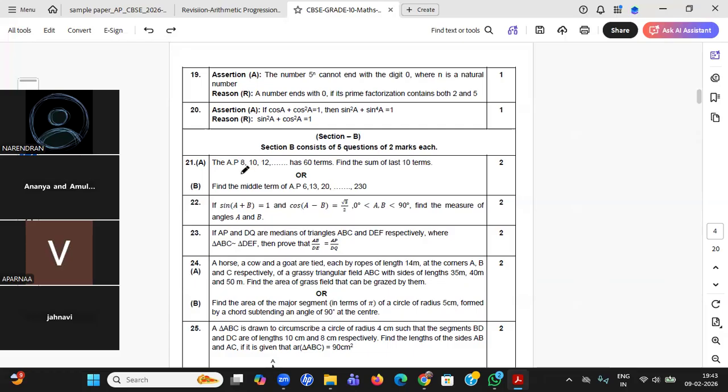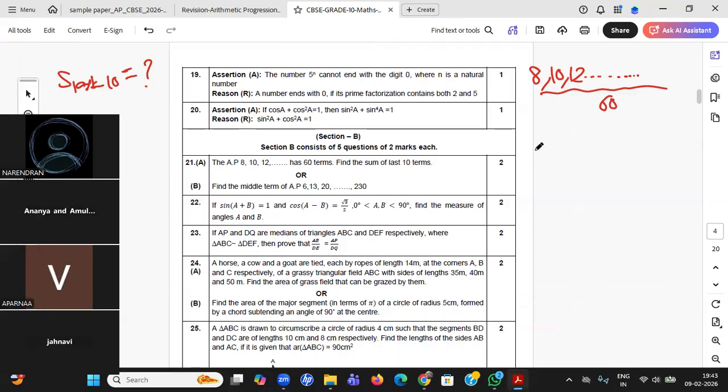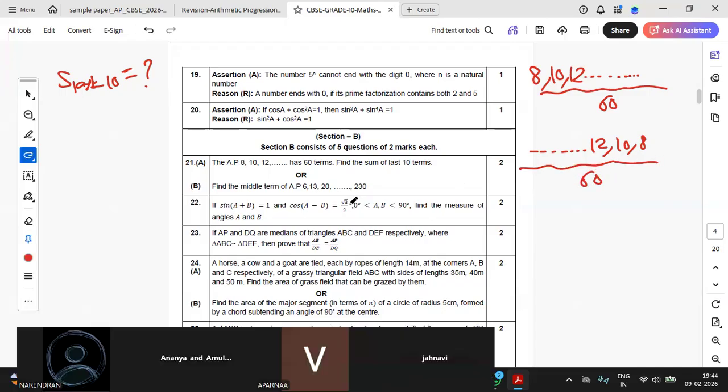Now you have some first term. So you try to do it in your own way, and I'll try to write in my way. Total is 60. He's asking the sum of the last 10. I don't have a formula for the sum of the last 10, I have a formula for the sum of the first 10. So what will I do? I'll reverse this AP: 12, 10, 8. Total is 60. Now I can use the sum of the first 10.